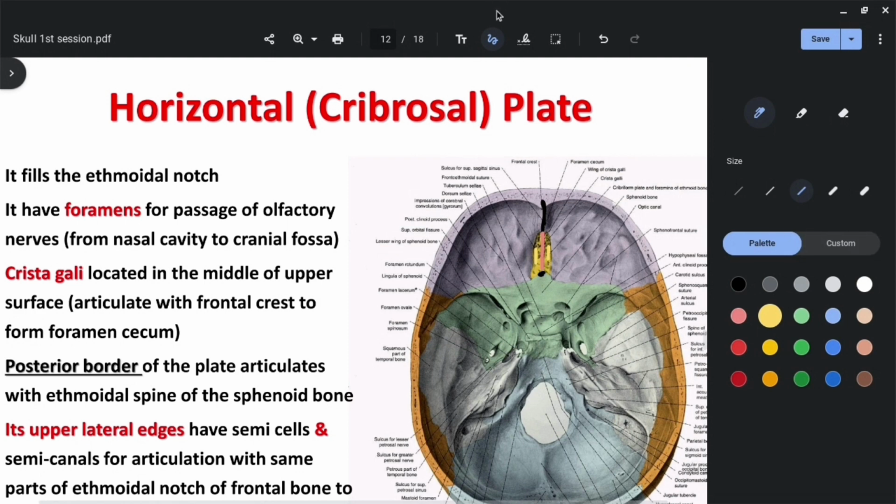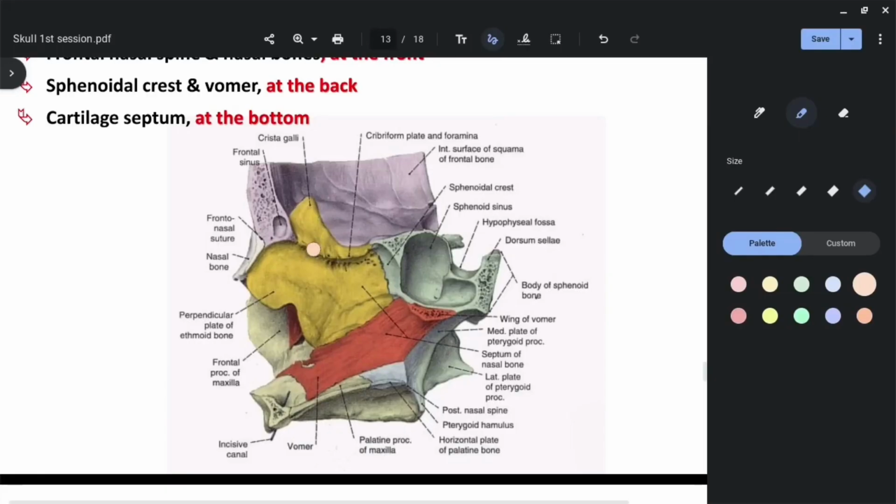Now we move ahead. In this diagram we can see the perpendicular plate of the ethmoid bone. This is the horizontal plate or cribriform plate. Also this is the crista galli. Inferiorly the perpendicular plate is attached to the vomer, and the vomer and perpendicular plate of the ethmoid bone collectively make the nasal septum.